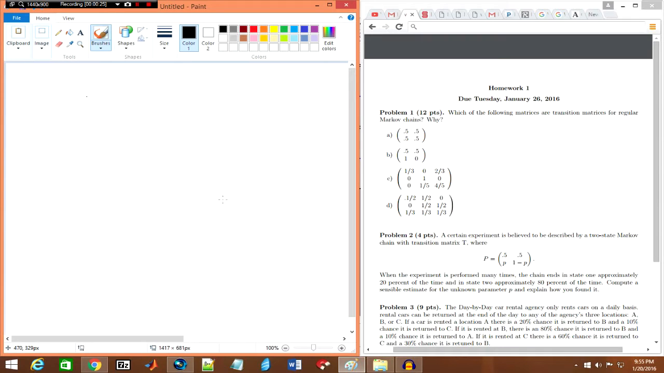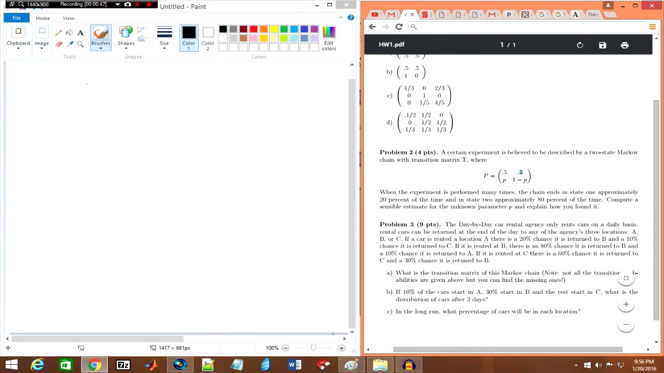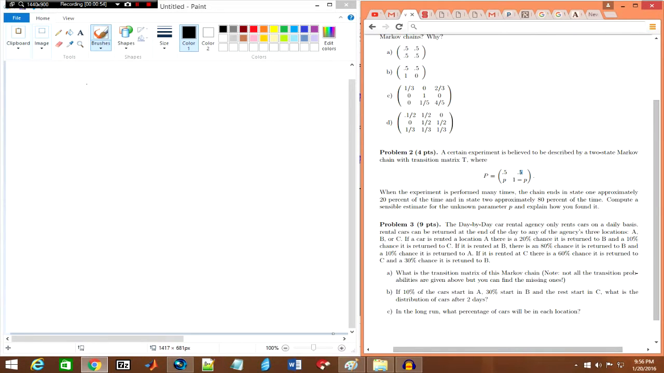Today we're going to go over Markov chains. We're going to go over what is a regular Markov chain, why is it regular. Then we're going to go over a problem with a two-state Markov chain where P and 1 minus P needs to be found. And then at the last moment we're going to go over a problem with a probability distribution already given to us about cars and where they're located at.